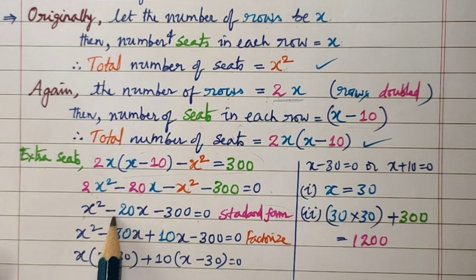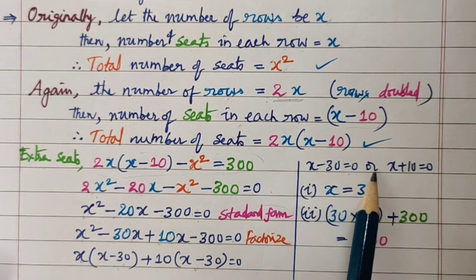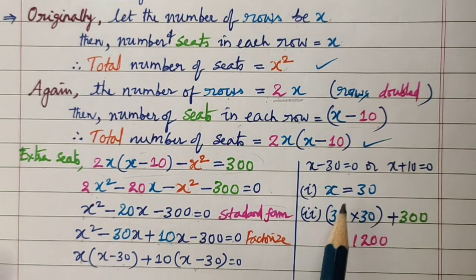You split 20 in such a way that when you add we should get minus 20, when you multiply we should get minus 300. So x square minus 30x plus 10x minus 300 is equal to 0. Take out x common, x minus 30, plus 10 common, x minus 30. Take x minus 30 out common, left out is x plus 10. So x minus 30 is equal to 0 or x plus 10 is equal to 0. X is 30.